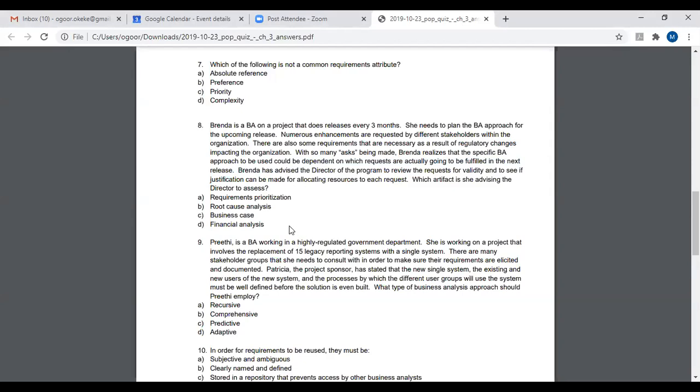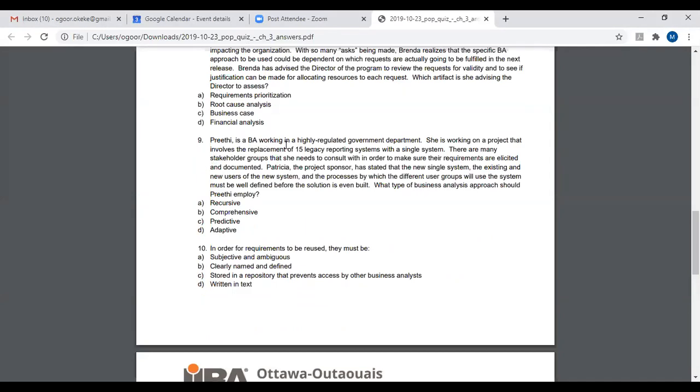Okay, great. Let's go to number nine. Preti is a BA working in a highly regulated government department. She's working on a project that requires the replacement of 15 legacy reporting systems with a single system. There are many stakeholder groups that she needs to consult in order to make sure their requirements are elicited and documented. Patricia, the project sponsor, has stated that the new single system, the existing and new users of the new system, and the processes by which the different user groups will use the system must be well defined before the solution is even built. What type of business approach should Preti employ? A, recursive, B, comprehensive, C, predictive, D, adaptive.